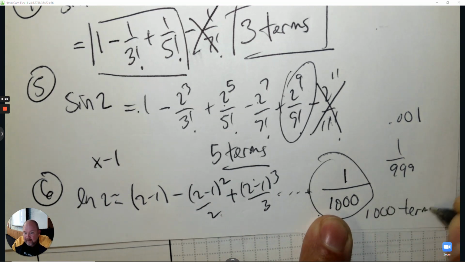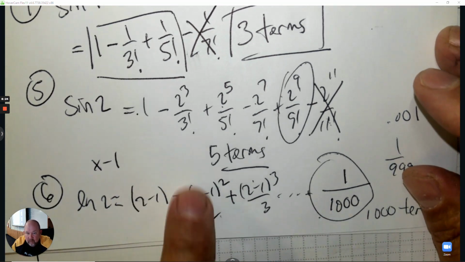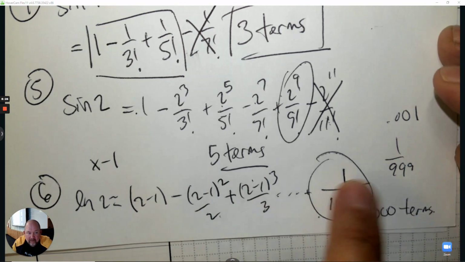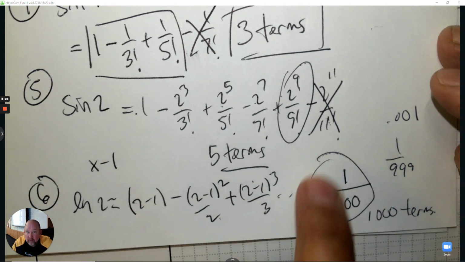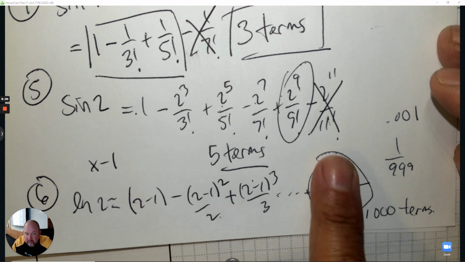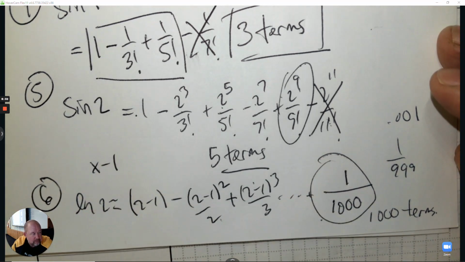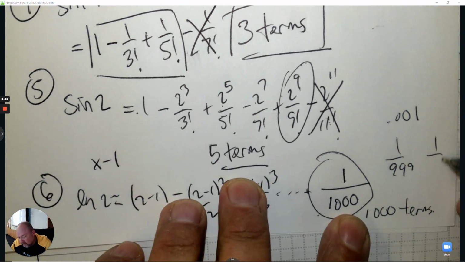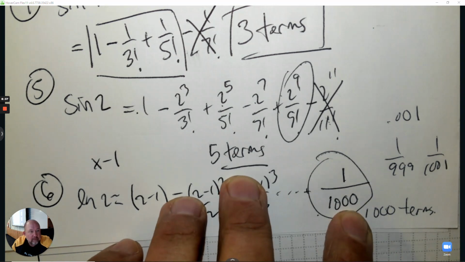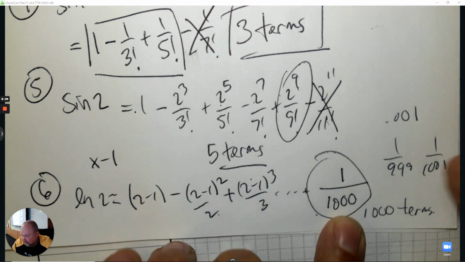So that's understanding the pattern. 1 over, 1 over, 1 over, until we get to what we need. So again, 1 over 1,000 is 0.001. So that's where we would stop. And so there are 1,000 terms there. The next term is smaller than 0.001.